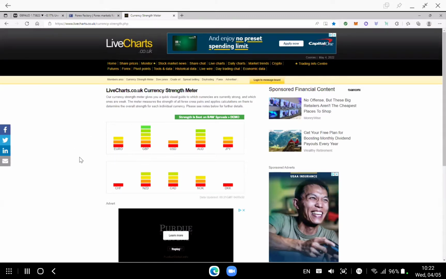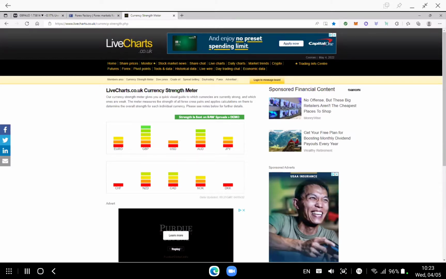If the first currency is stronger than the second currency, write this down, this is important. If the first currency in your pair is stronger than the second currency, you will be wanting to look for calls. It will be having an upward momentum. If the second is stronger than the first, you'll be looking for puts.